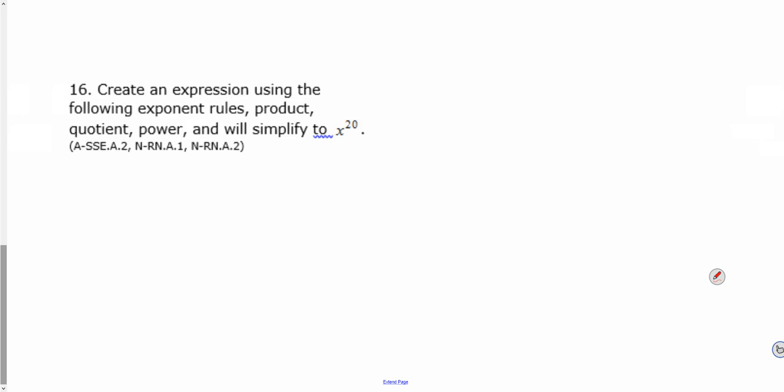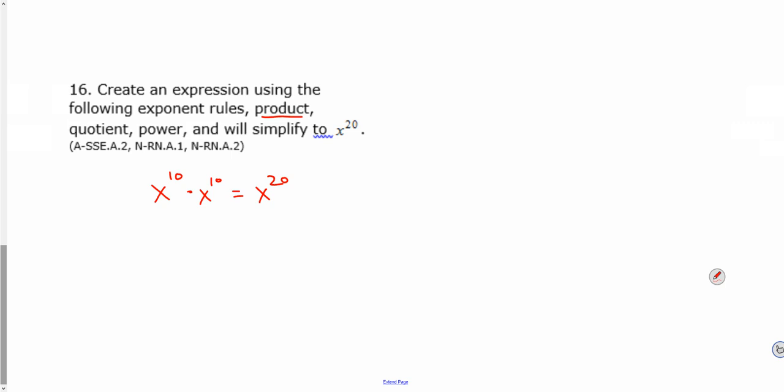Create an expression using the following exponent rules: product, quotient, and power that will simplify to x to the 20. So for the product, it means multiply. So if I take x to the 10 times x to the 10, that's x to the 20. So they're asking us to create a problem whose answer is x to the 20 using the 3 different rules. And obviously that's not the only answer. You could have done x to the 1 times x to the 19. You could have got really fancy and done some other stuff, but there's no need to.